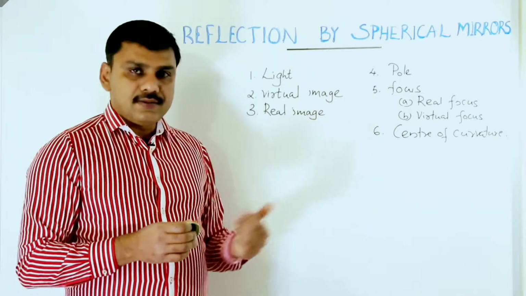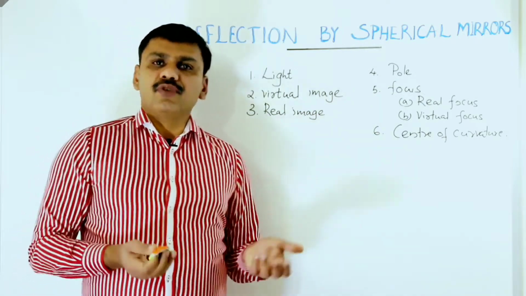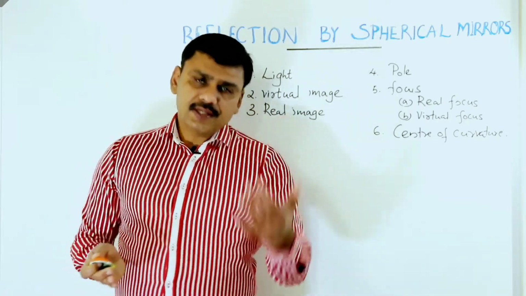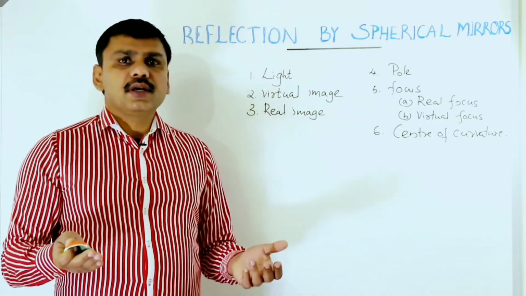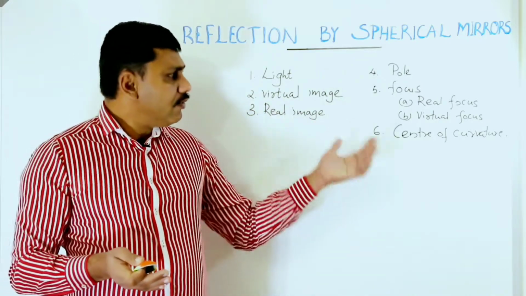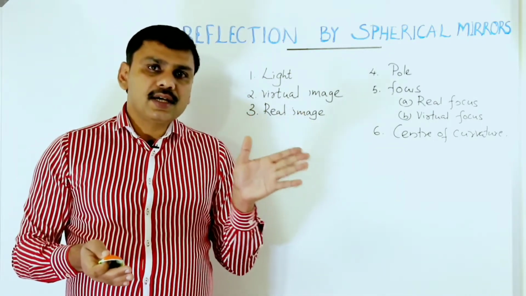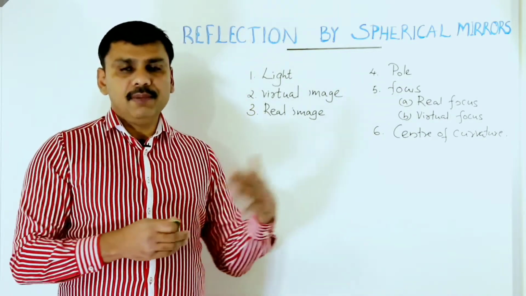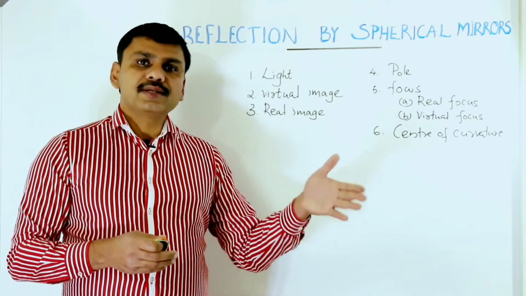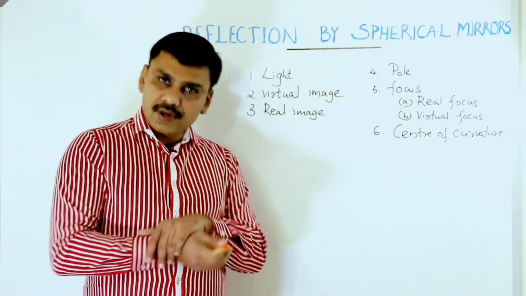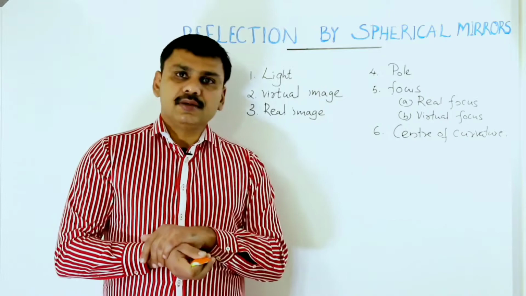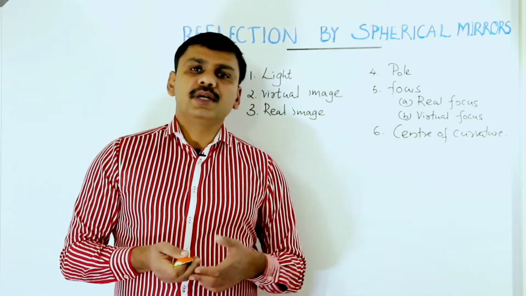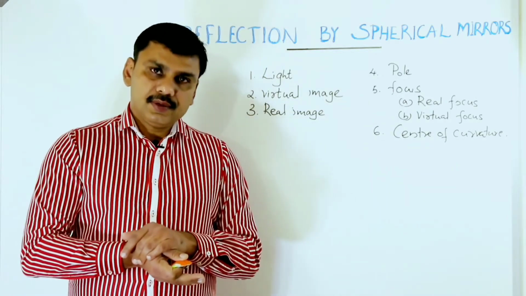Then focus. Focus is a point where the image is forming. The focus can be real focus or virtual focus. Real focus means if you keep a surface or a screen there, you can see the image of the object there. That means you can take the image on a screen by the real focus. But virtual focus produces a virtual image, and a virtual image you can't take on a screen.